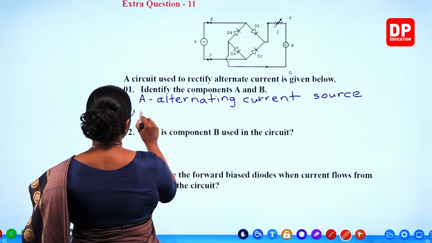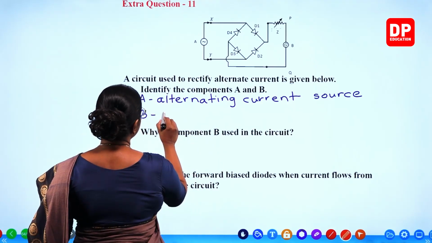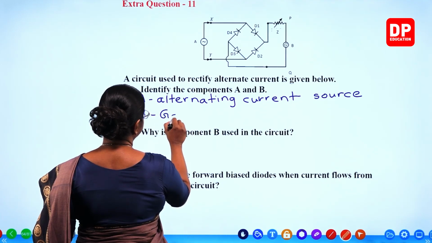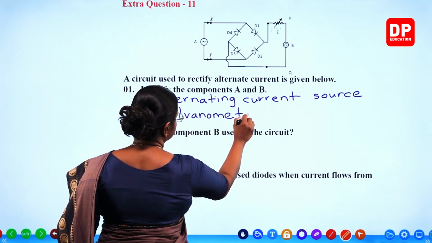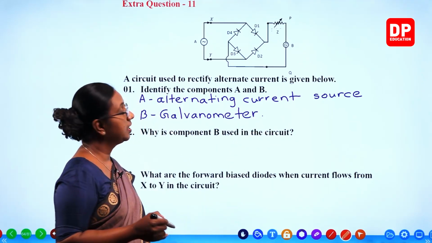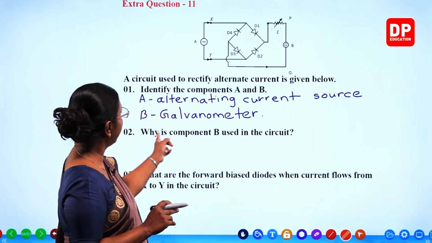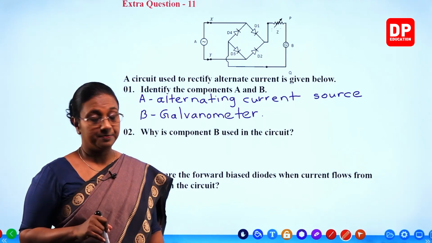Then what is component B? You all can see it is a galvanometer. Alternating current source is A and galvanometer is B.